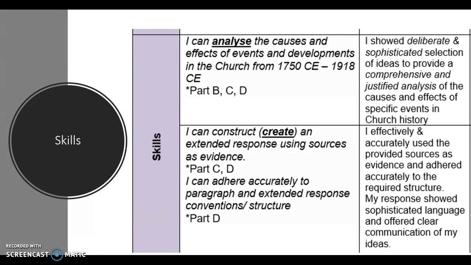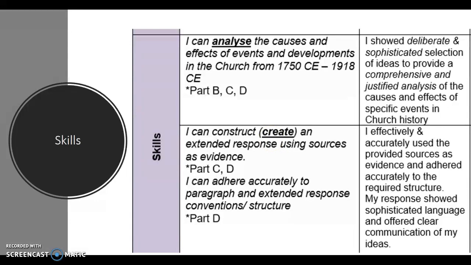The other one is skills. So two more criteria. I can analyze the causes and effects. So I can show deliberate and sophisticated selection of ideas. That is using the sources. You can select effective evidence to justify your understandings. And these ones are the longer answer. I can create extended responses using sources as evidence.